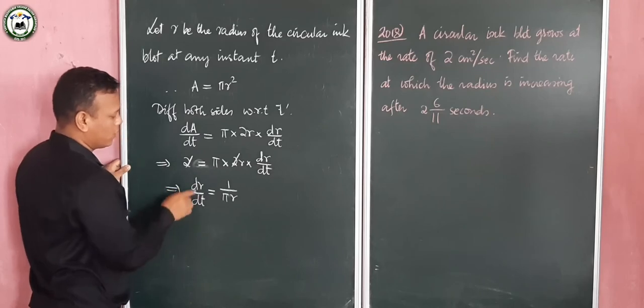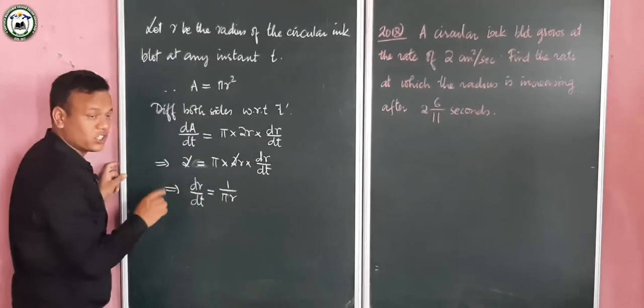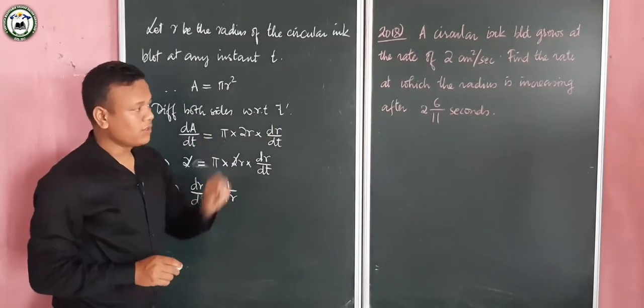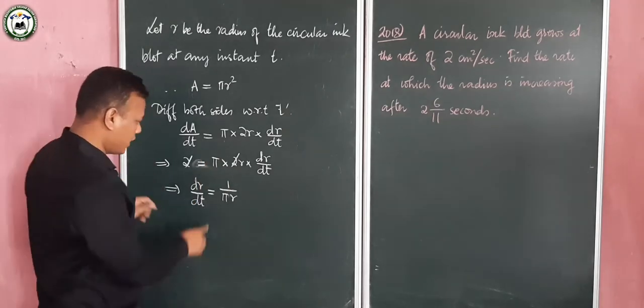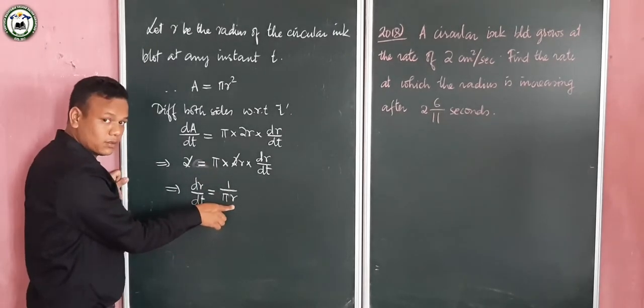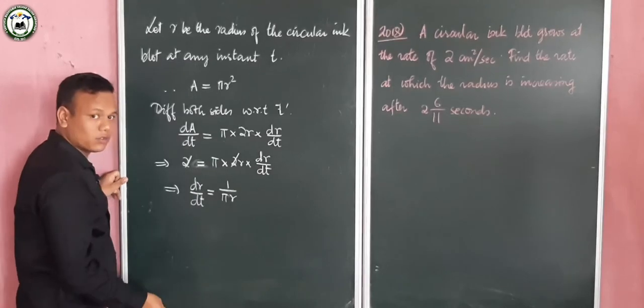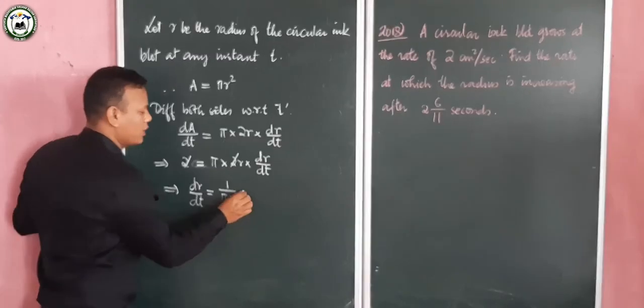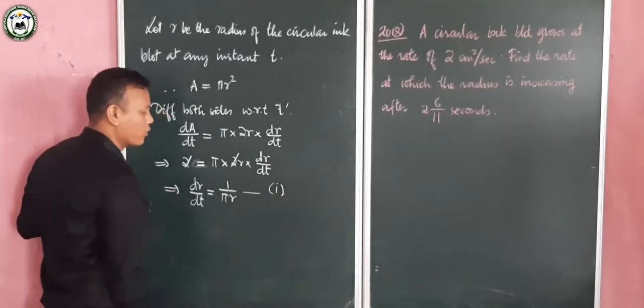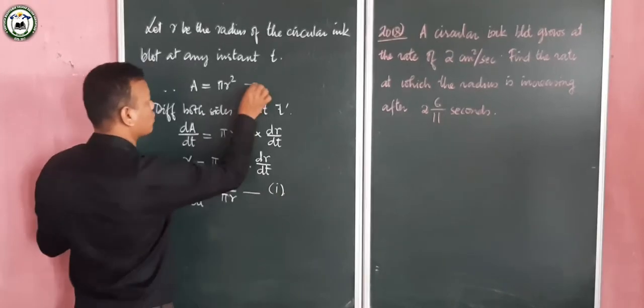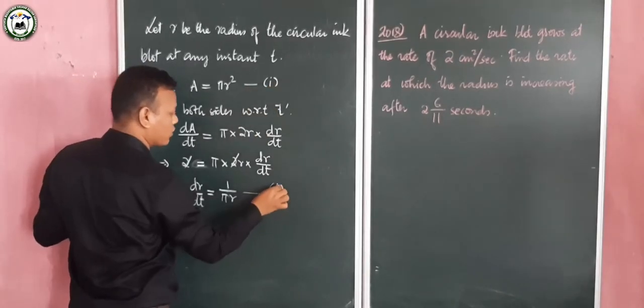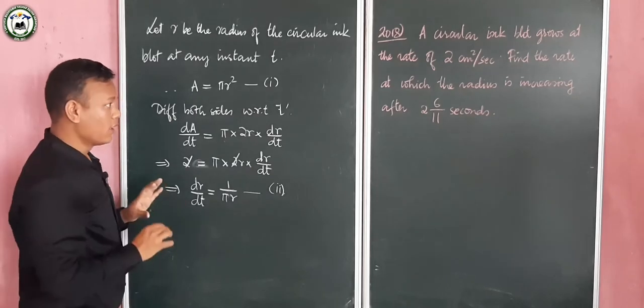Now the question says to find dr by dt, that is the rate of change of radius, when the time is 2 and 6 by 11. But do I have any time quantity here? No, I don't have any time quantity out here, right? So let me write this as equation 1 and this as equation 2. Now here there's a way.